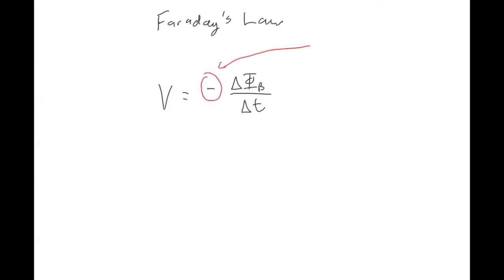We're going to go ahead and get started. So last time we introduced Faraday's law, which showed us that we could create a voltage by having a changing magnetic flux. And then this negative sign out in front is so important that it gets its own law called Lenz's law. And we'll talk about the implications of Lenz's law today.